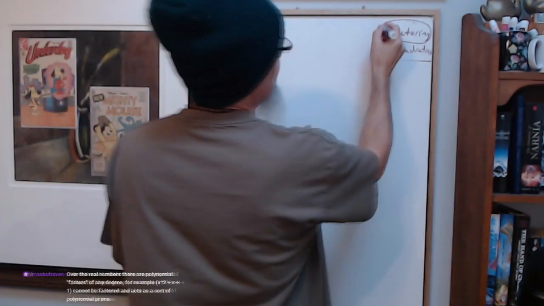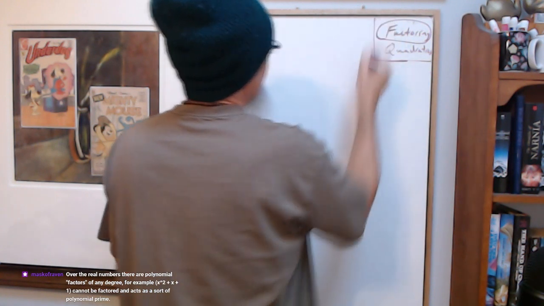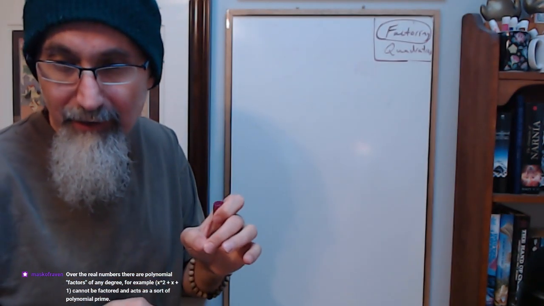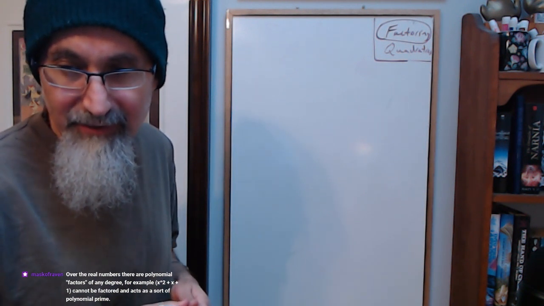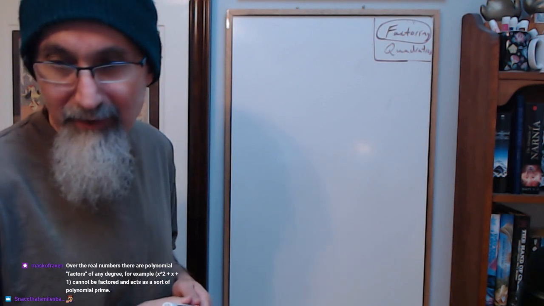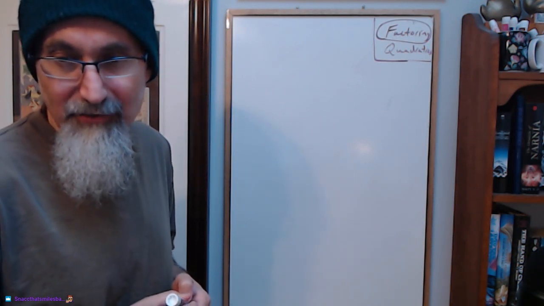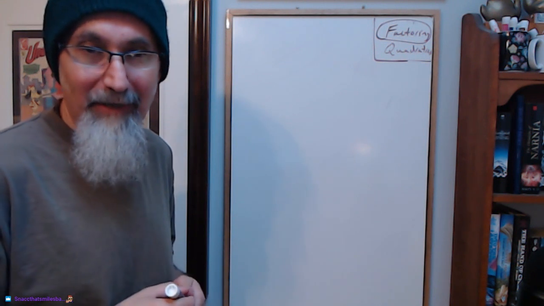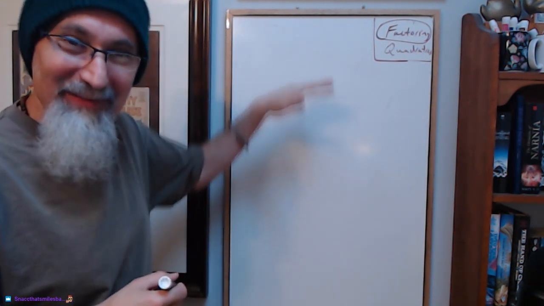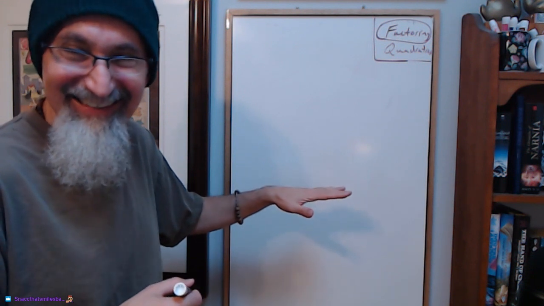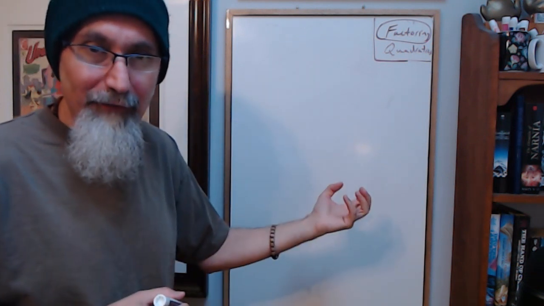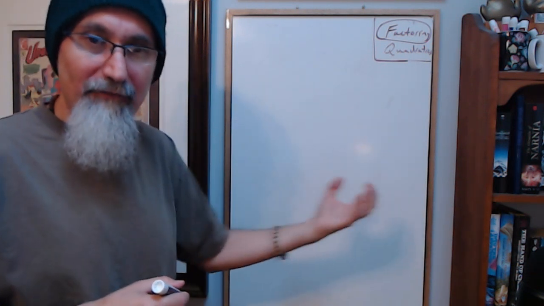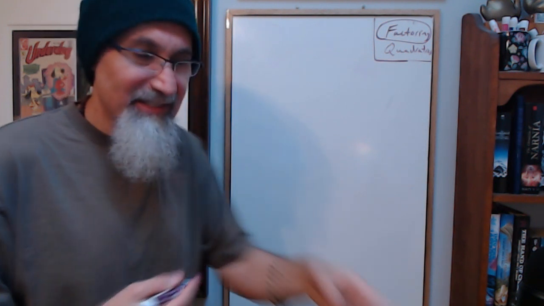Let's take an example of a quadratic function. Now, if you've been here, you know there's one quadratic function I like, right? Over the real numbers, there are polynomial factors of any degree. For example, x squared plus x plus 1 cannot be factored and acts as a sort of polynomial prime. We'll get into that later down the road. It doesn't necessarily have to be a line. Sometimes you can't break things down any further, and those become your prime functions. It's not as simple as prime numbers, prime functions, right?